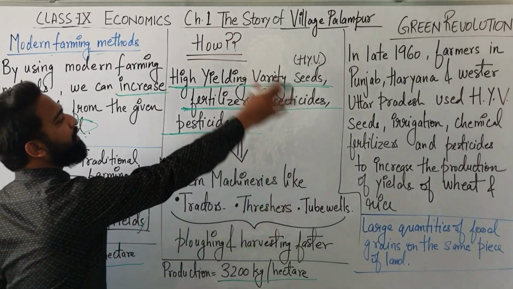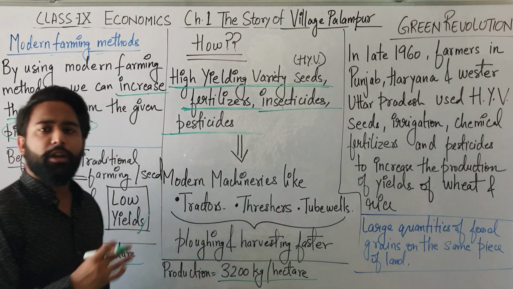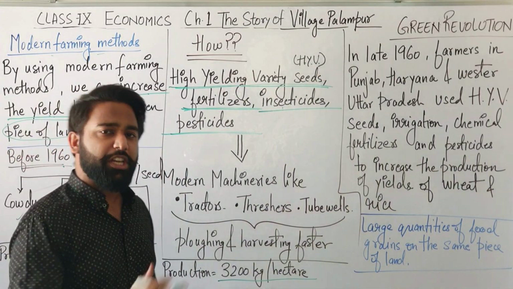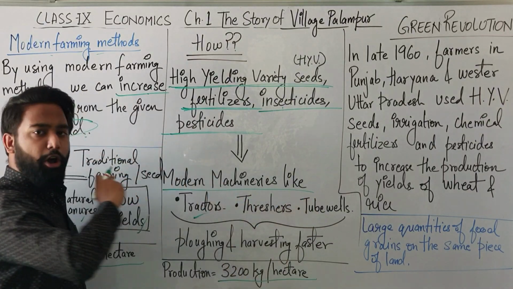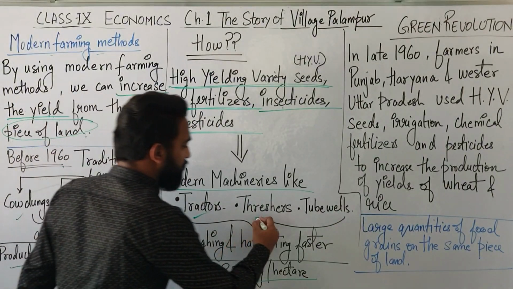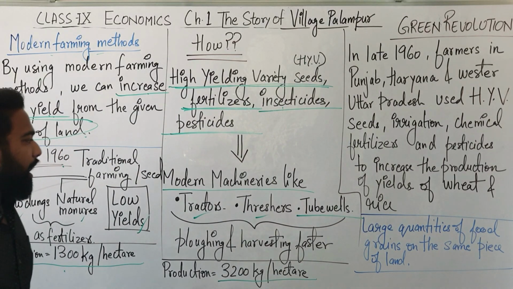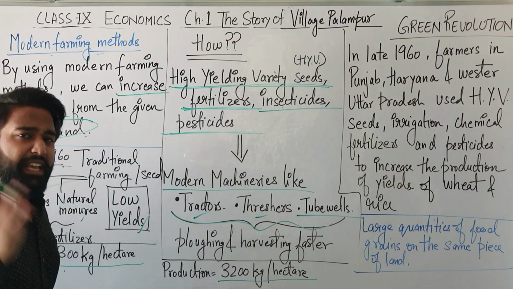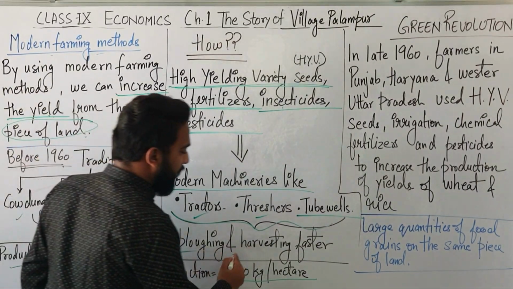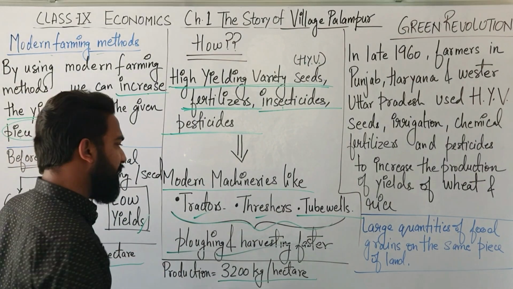Now, apart from these seeds, insecticides, fertilizers and pesticides, what about the appliances? What about the machinery? The modern machineries were tractors. You all know what is a tractor. Threshers. Tubewells are used for irrigation facilities. With all these things, it became very easy for the farmers for plowing and harvesting. It gave them speed, so that saved their time.